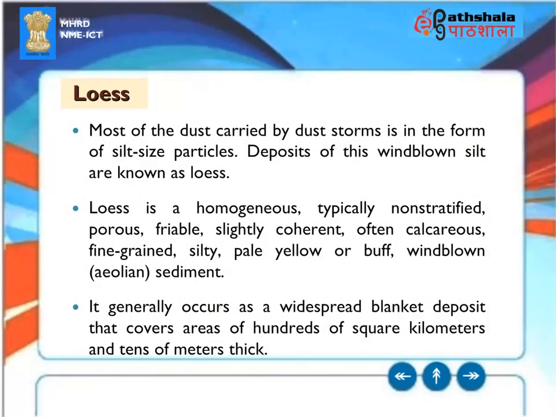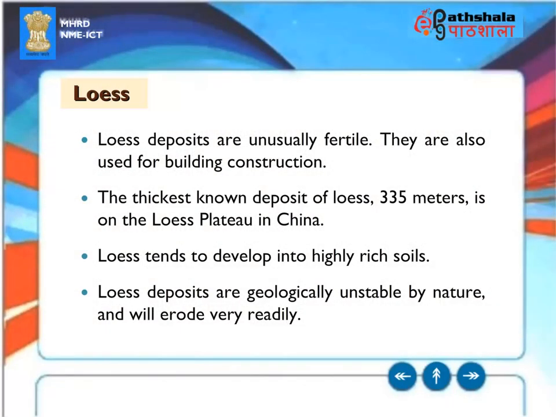Loess. Most of the dust carried by dust storms is in the form of silt-sized particles. Deposits of this wind-blown silt are known as loess. Loess is a homogeneous, typically non-stratified, porous, friable, slightly coherent, often calcareous, fine-grained, silty, pale yellow or buff, wind-blown Aeolian sediment. It generally occurs as a widespread blanket deposit that covers areas of hundreds of square kilometers and tens of meters thick. Loess deposits are unusually fertile.